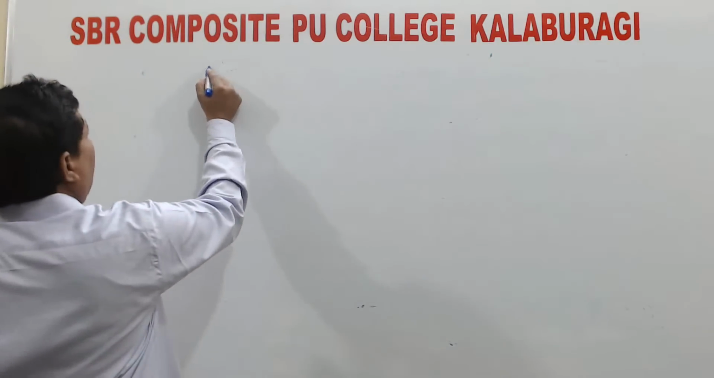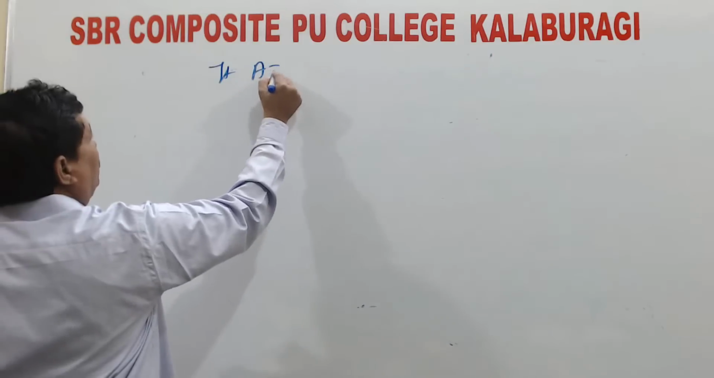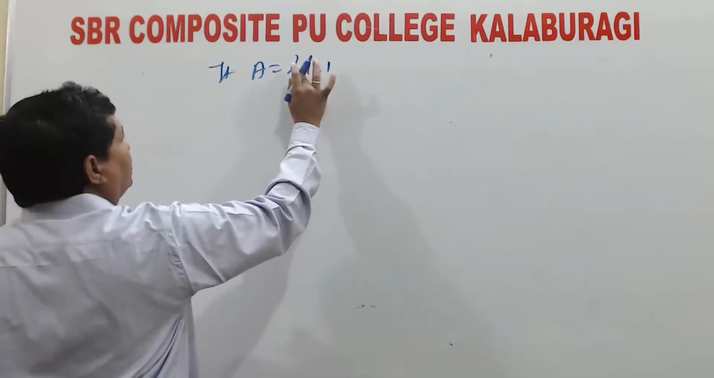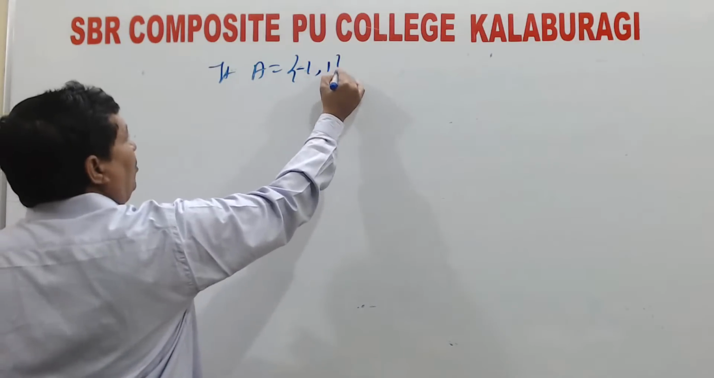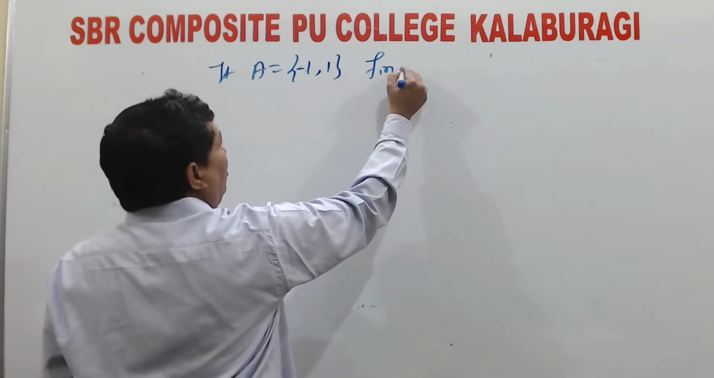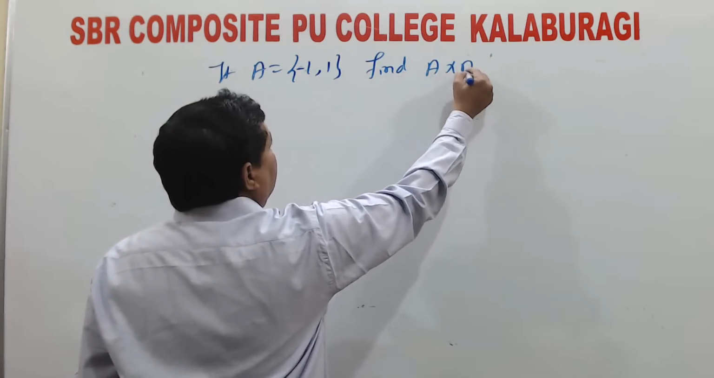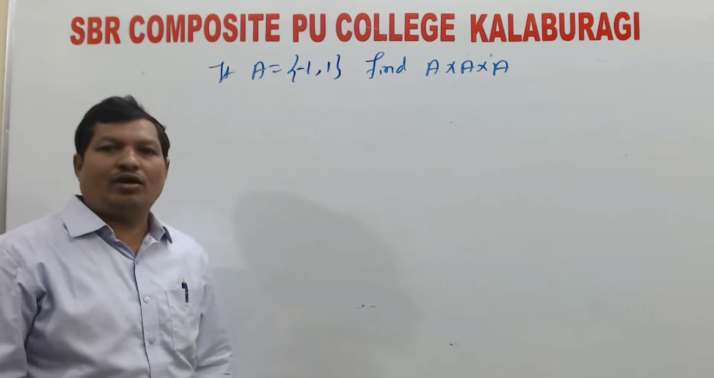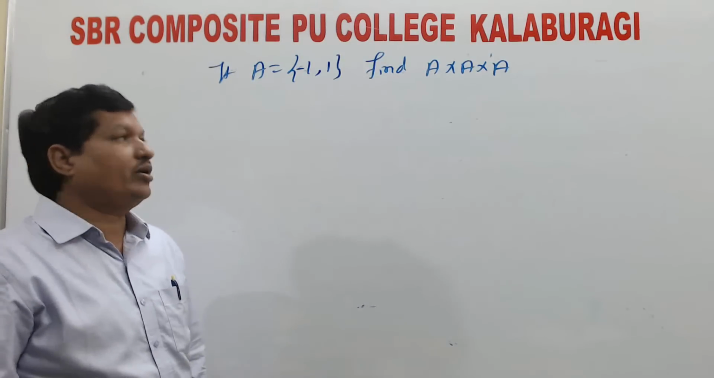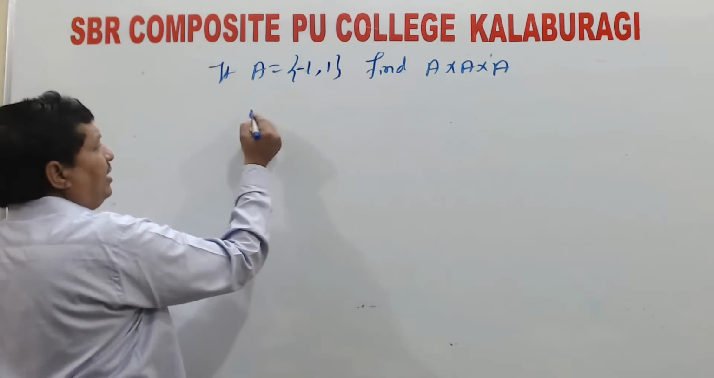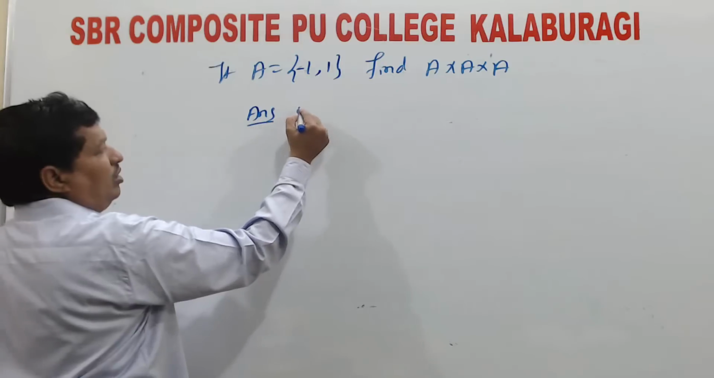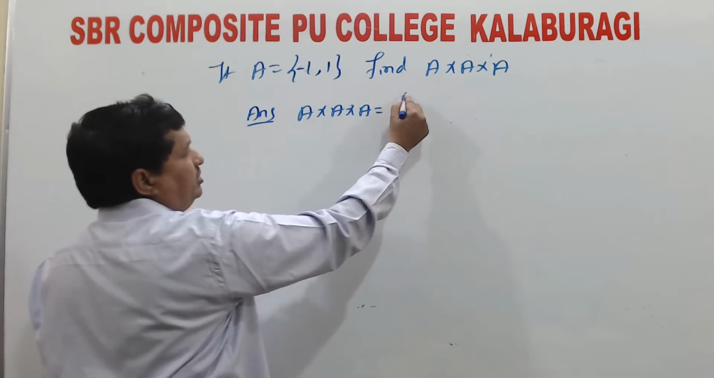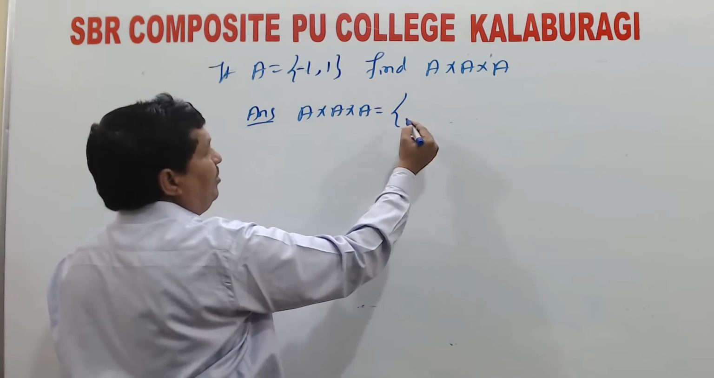If A equals minus 1 comma 1, find A cross A cross A. Again, I want to find ordered triplets. You can write directly A cross A cross A equal to, I write all the combinations of the elements.